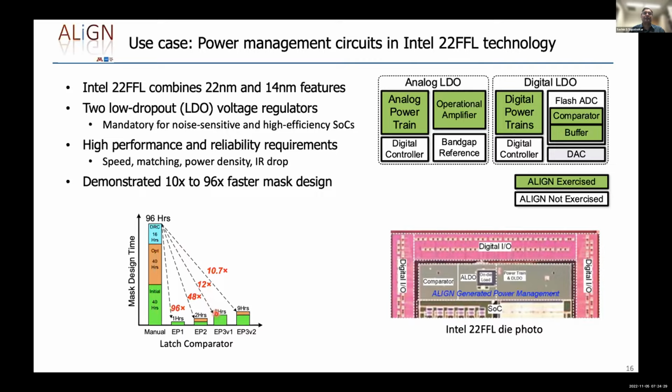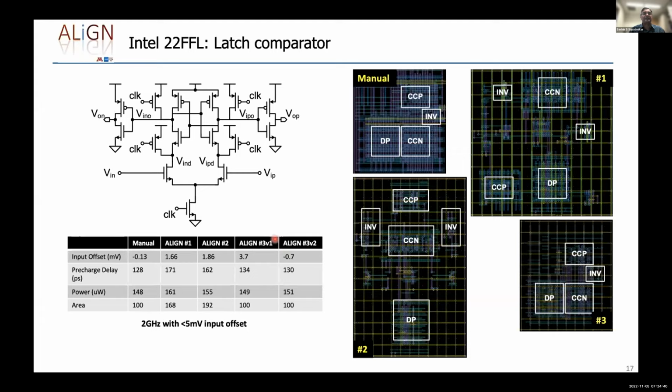What does this have to do with the performance? Well, as you would guess, the more designer input you get, the better performance it's possible to have. So this is an example of a simpler circuit. This is a latch comparator over here. The spec here is a 5 millivolt input offset plus some other specs on other parameters such as precharge, delay, power, and area. The manual design does the best of all, and this easily meets the offset criterion and all of the others. The other designs actually do pretty well, and they do increasingly better as you go from left to right, that is with greater designer intervention.